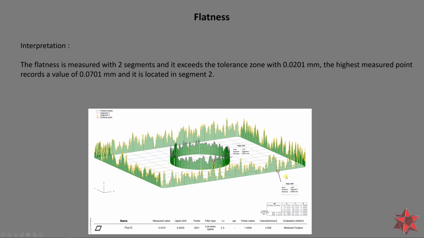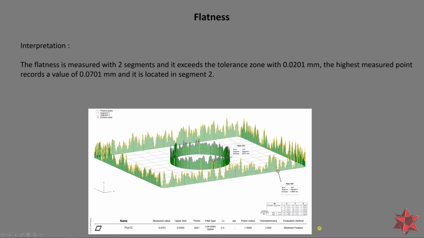In this representation we have also information on the measurement strategy. We can see what type of filter has been used on the evaluation, and it was a low pass filter. We had an outlier of 2.5 millimeters on the wavelength. The probe radius used for scanning was 1.5 millimeters. 3 millimeters per second was the scanning speed, and the evaluation method was a minimum feature, of course.